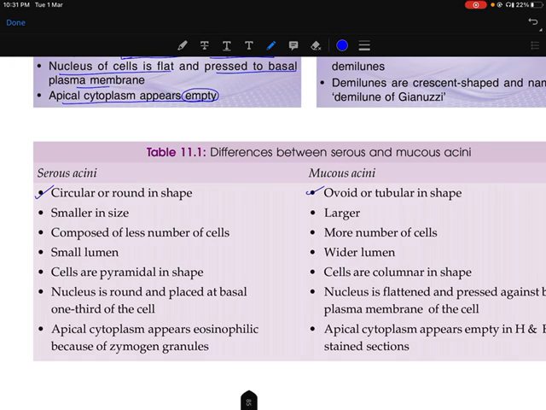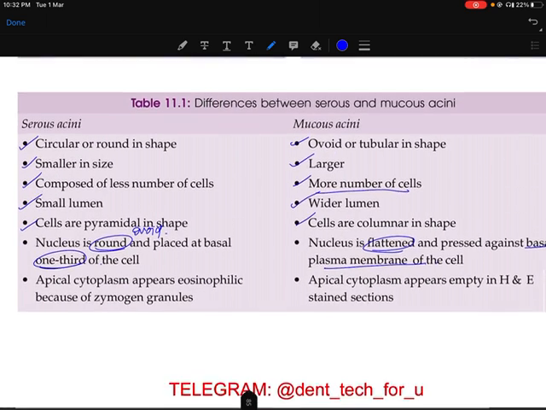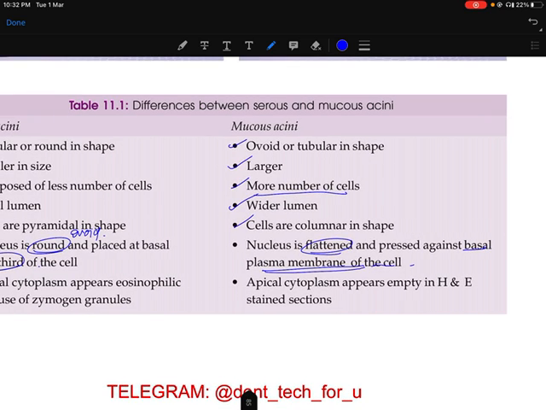Serous is circular, it's ovoid, obviously. Small in size, larger in size. Composed of less number of cells, more number of cells because it's ovoid or tubular in shape, so more number of cells can fit in. Small lumen, wider lumen. Cells are pyramidal, cells are columnar. Nuclei round and placed at the basal one third; flat, they were round, flat, round or ovoid, we can say. Pressed against the basal membrane, against the plasma membrane of the cell, basal plasma.